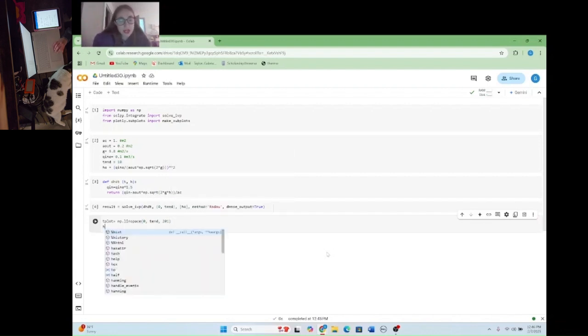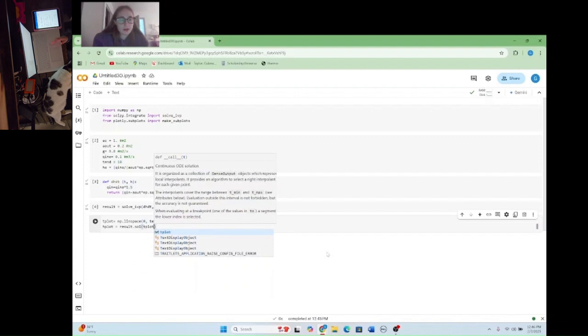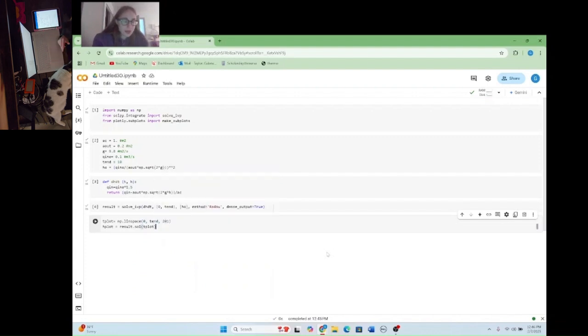So then we have our h-plot, right? And then we want to solve our IVP function using our t-plot, right? So we go result dot solve, and then we go t-plot, right? Okay, shift enter. Okay, let's start making our graphs.